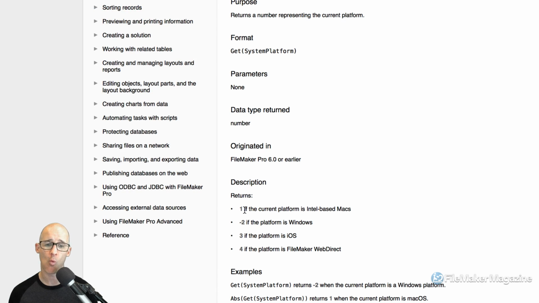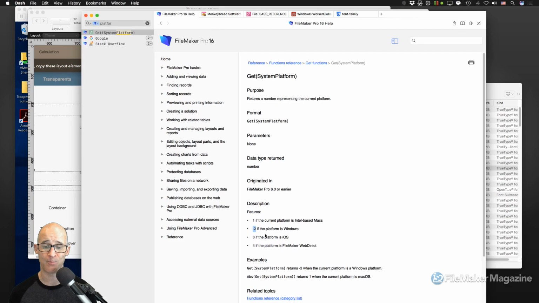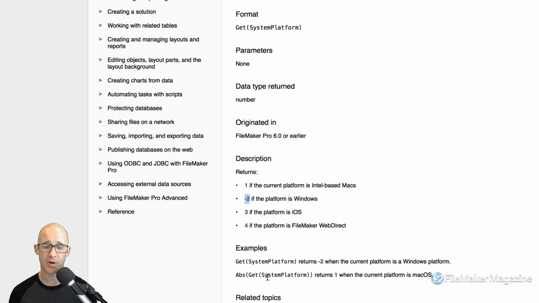You can see that 1 for the current platform is Intel-based Mac. We can see that because of historical reasons, it's still a -2. So in fact, down here you can see right here, Abs. FileMaker even suggests it within their examples and tells you Get System Platform is 2.